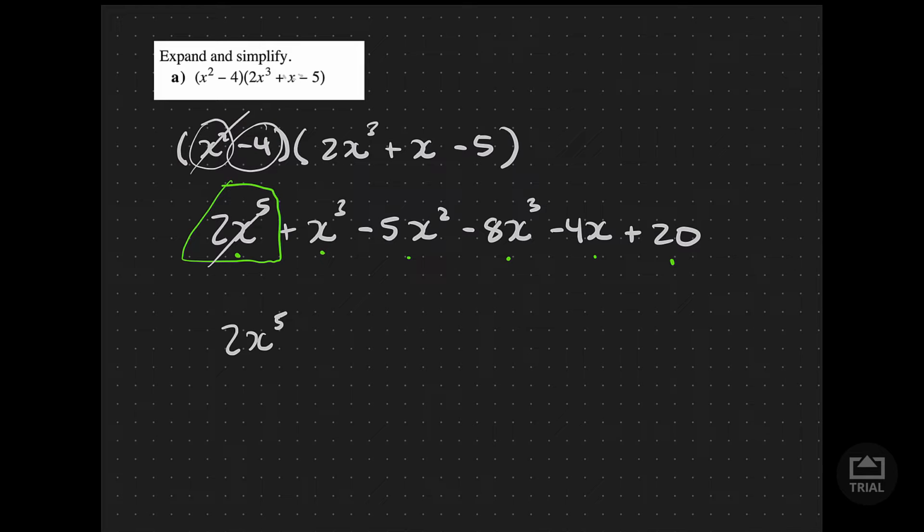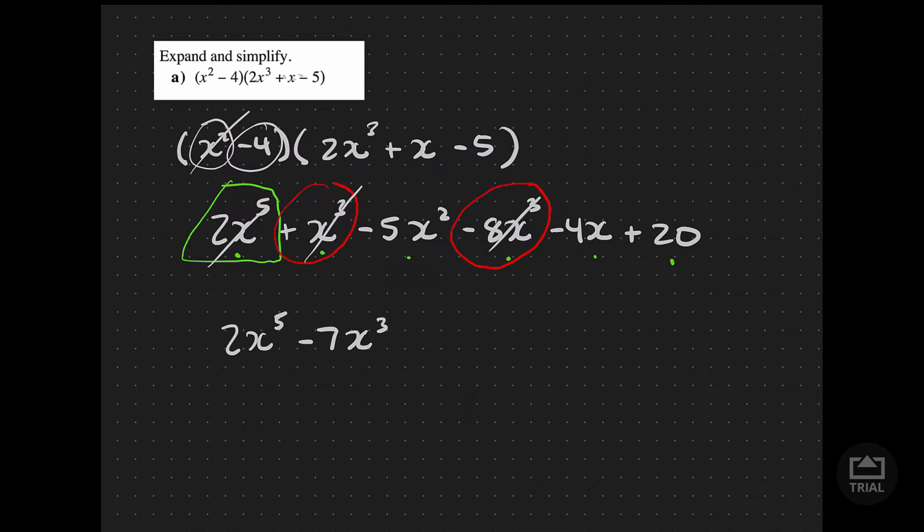The next highest degree looks like it's going to be 3, so we'll say we got a positive 1x cubed and a negative 8x cubed. And when I combine those together, I'm going to have negative 7x cubed. So notice that we've skipped the 4. There isn't a term with a degree of 4 in this case.